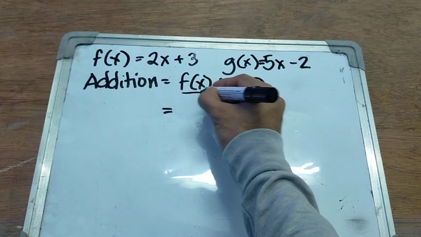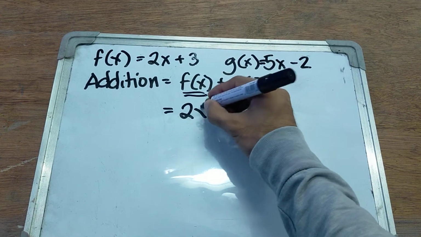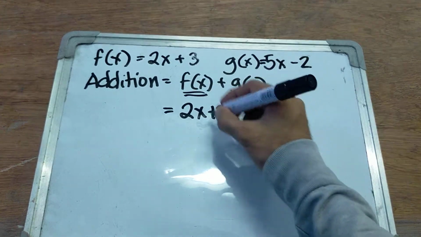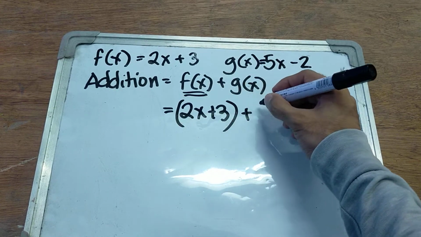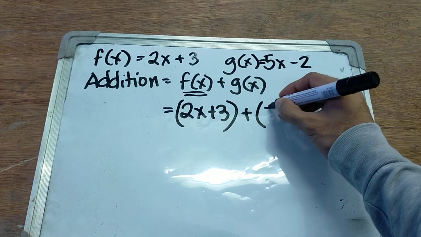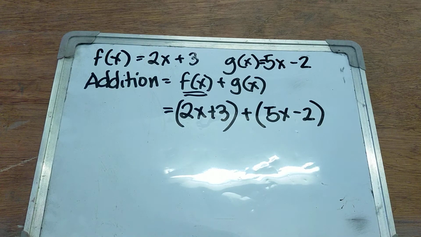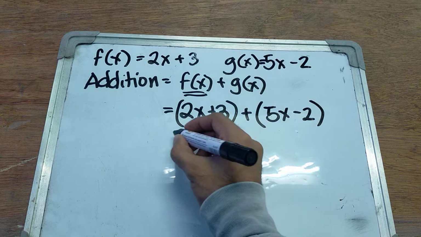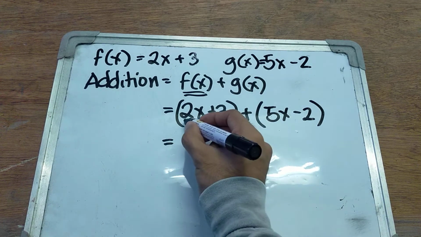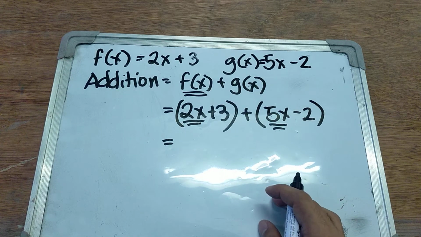So, una muna natin ilalagay yung equivalent ni f of x, which is 2x plus 3. And then, we're going to add the function or the g of x, which is equivalent to 5x minus 2. Okay. The next step is to add similar terms. So, si 2x, ang kasimilar term niya ay si 5x. So, yan ang i-add natin.